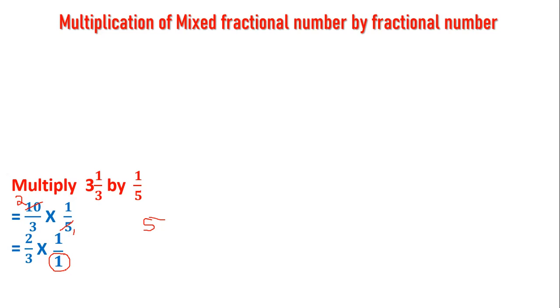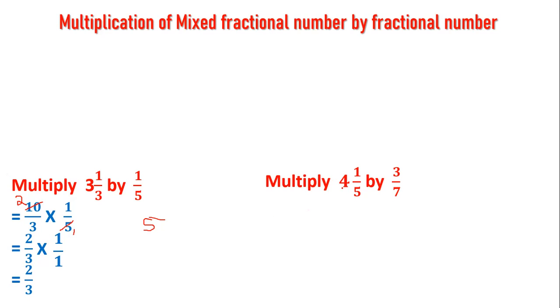Okay, next I will multiply numerator into numerator, denominator into denominator. After multiplying this numerator 2 into 1 I will get 2, and after multiplying this denominator 3 and 1 I will get the answer as 3. So hence my final answer is 2 by 3. Let's take one more problem.